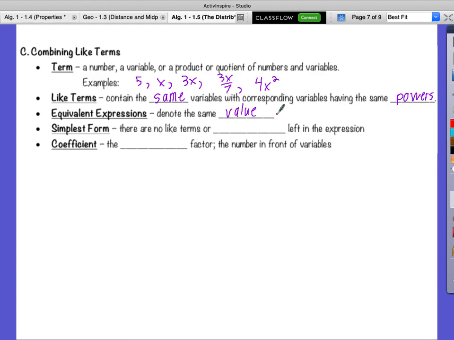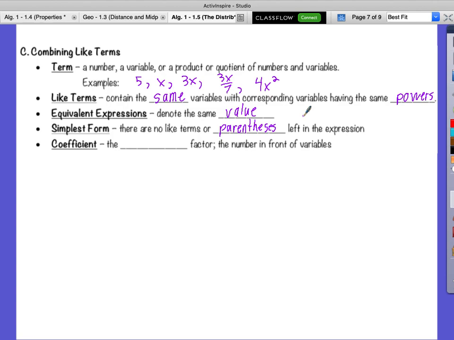If we get something in simplest form, I know we talked about simplifying a lot. That means there are no like terms or parentheses left in the expression. Okay, so if it's in simplest form, there are no like terms or parentheses left in the expression. That means we combine everything we possibly could.